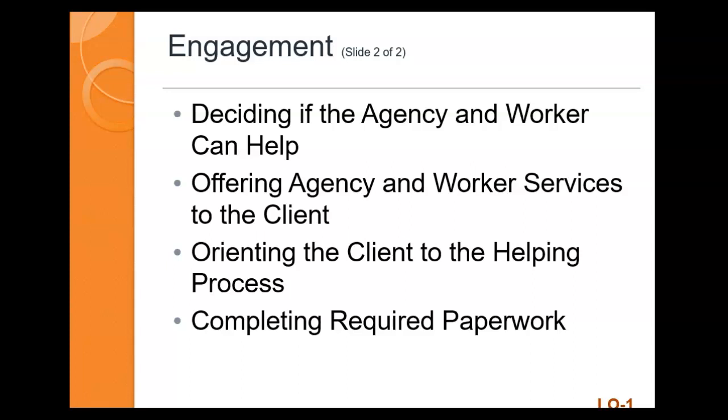Also, completing required paperwork is also a part of the engagement process. Different types of paperwork may need to be signed, such as insurance forms, consent for treatment contracts, or consent for agency service contracts. Release of information forms may need to be filled out. Emergency contact forms may need to be filled out. Part of acclimating or orienting a client to services is sometimes explaining these forms to clients so that they understand what it is they're filling out and why they need to fill it out, and how that helps set the foundation or set the blueprint for what the helping process is supposed to look like.